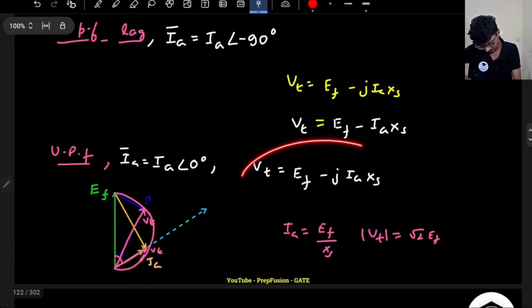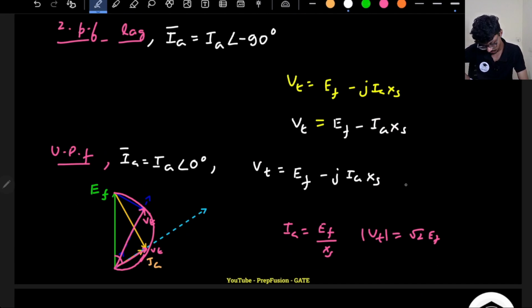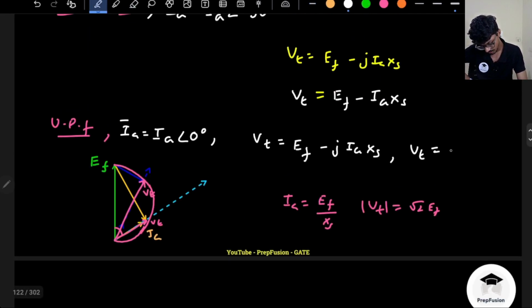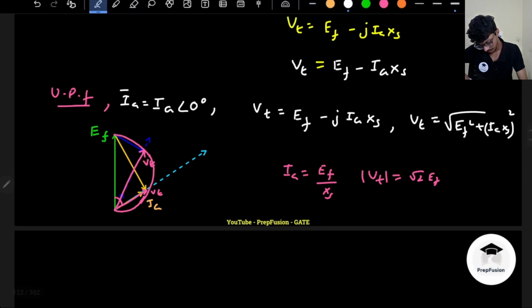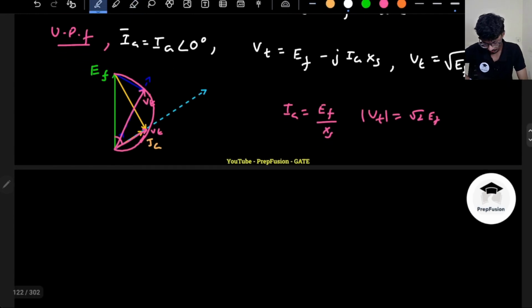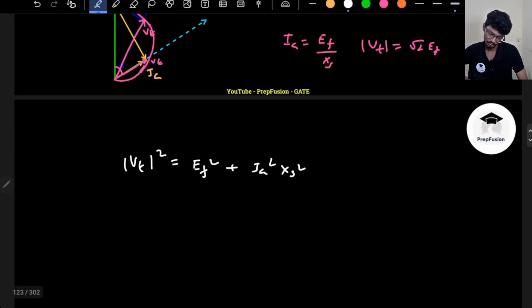This is your VT, right? If I write this, what is the magnitude of VT? The magnitude of VT is the square root of EF square plus (IA XS) whole square. Correct? Now if I square both sides, the magnitude of VT square equals EF square plus IA square XS square.